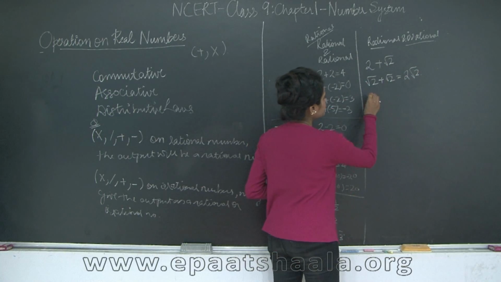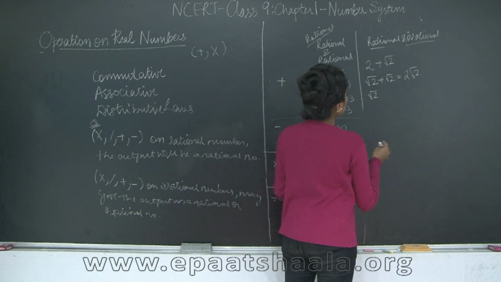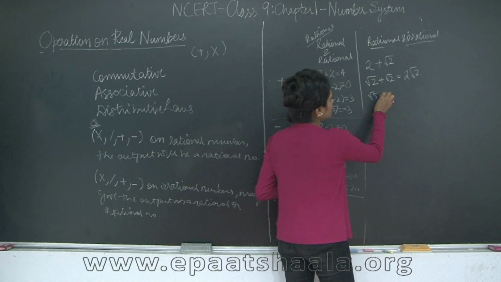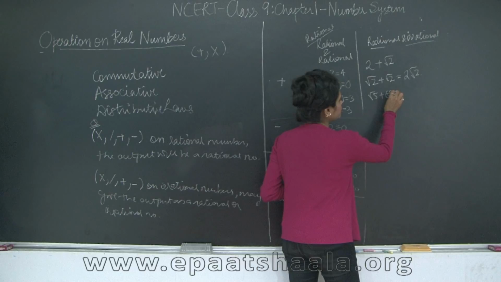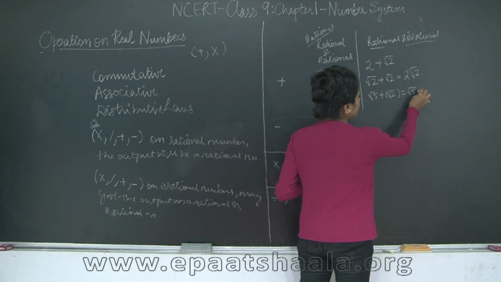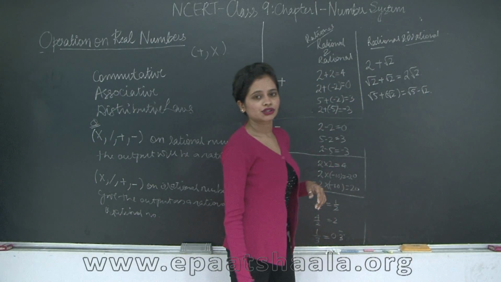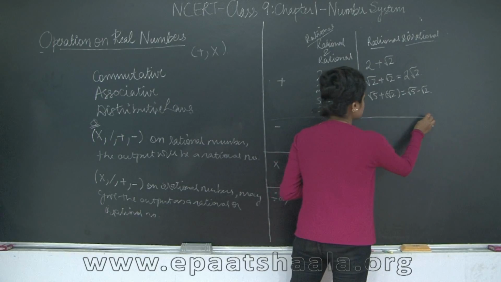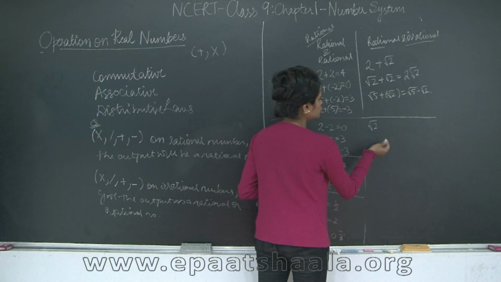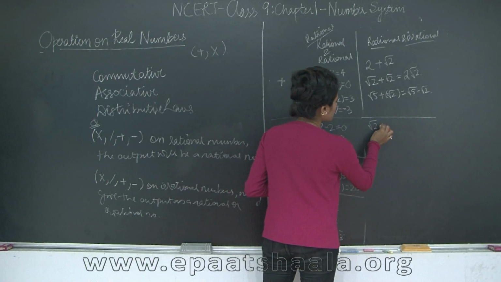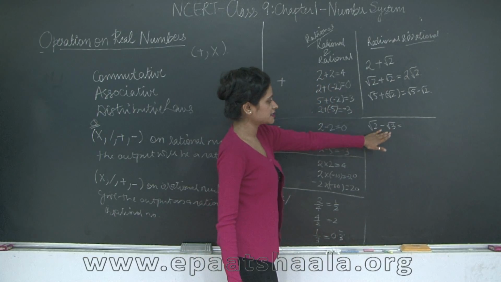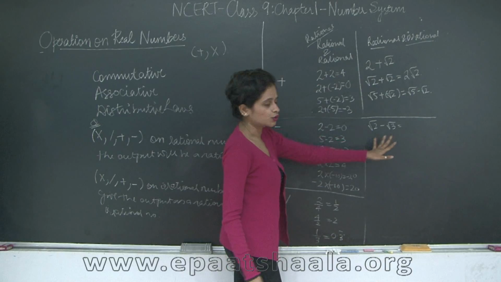If I take root 5 plus minus root 2, again I will have to leave it as it is. This will be 5 minus root 2. So this term is irrational. How about negative sign? If I take root 2 minus root 3, it is going to give me an irrational number because this entire term is irrational. You can't add these two terms.